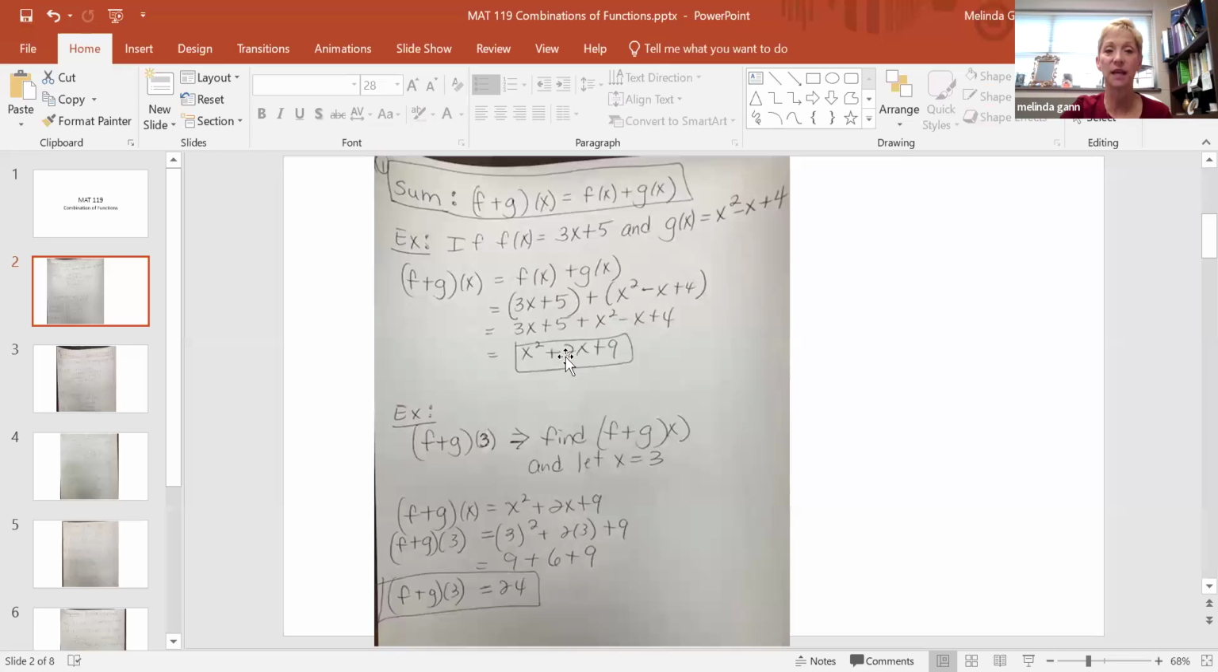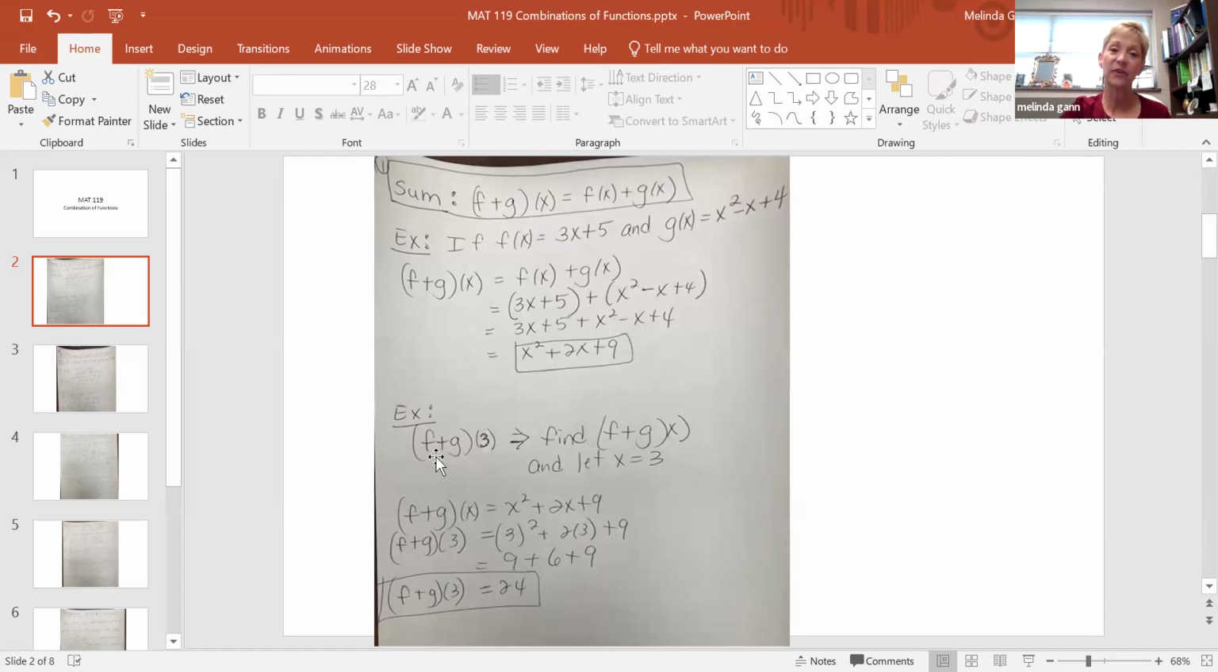I have to do all of this up here. And we got x squared plus 2x plus 9. So we did f plus g of x and figured out that f plus g of x was x squared plus 2x plus 9. So now I put 3 in for x. So that 3 goes in place of that x. That 3 goes in place of that x. Those 3 squared is 9. 2 times 3 is 6. So when I add all that up, I get 24.